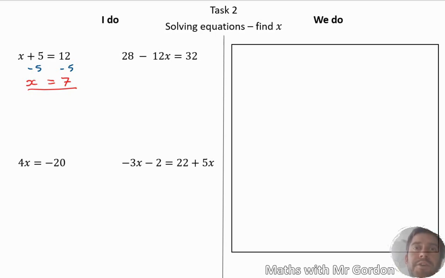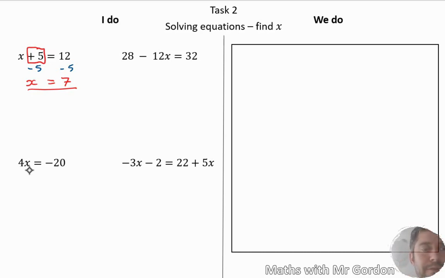And the operation we do is the inverse of the one we're looking at. So we had a positive 5, so we took away 5, because 5 minus 5 equals 0. That's what we wanted to do. Because we did it to one side, we had to do it to the other side as well. Let's look at the next question.